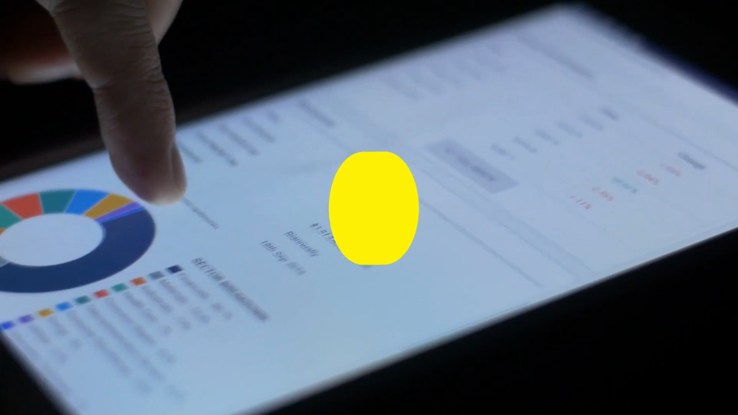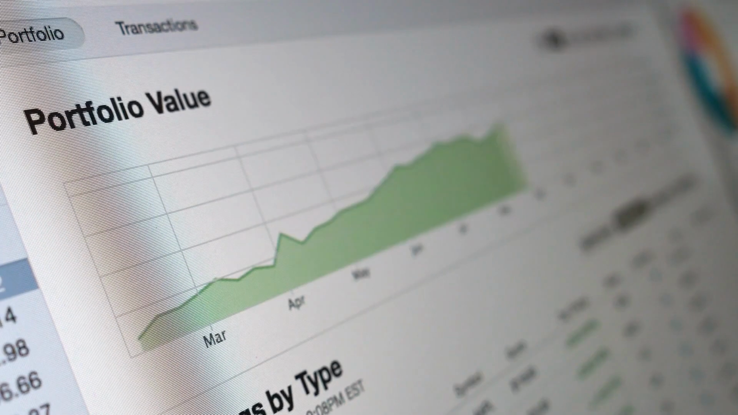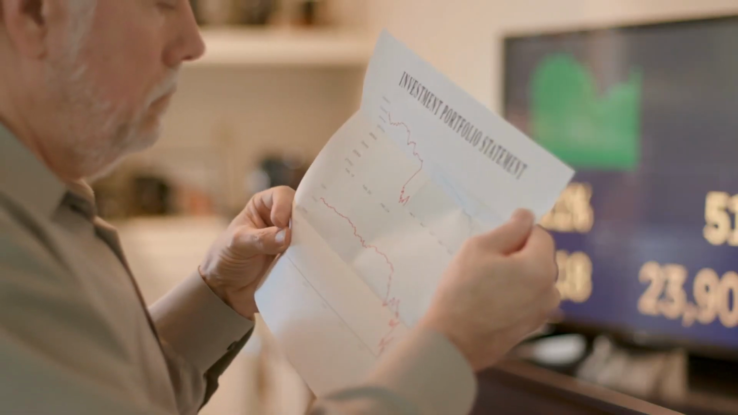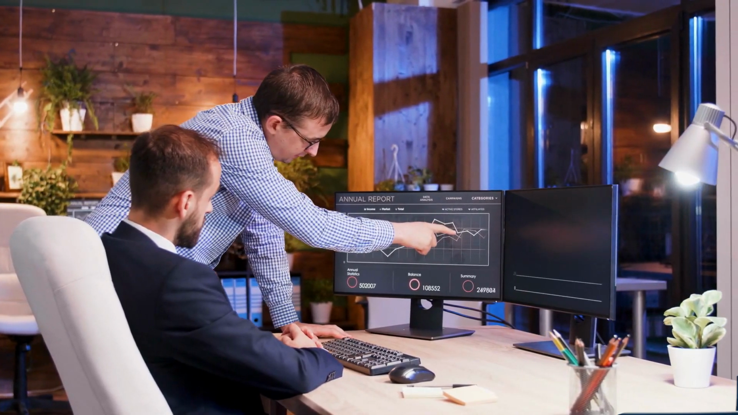Create a portfolio or profile fitting with your personal risk tolerance. Make sure your portfolio is structured to match your risk tolerance and investment objectives. By doing so, you'll be less prone to make emotional decisions during a correction.